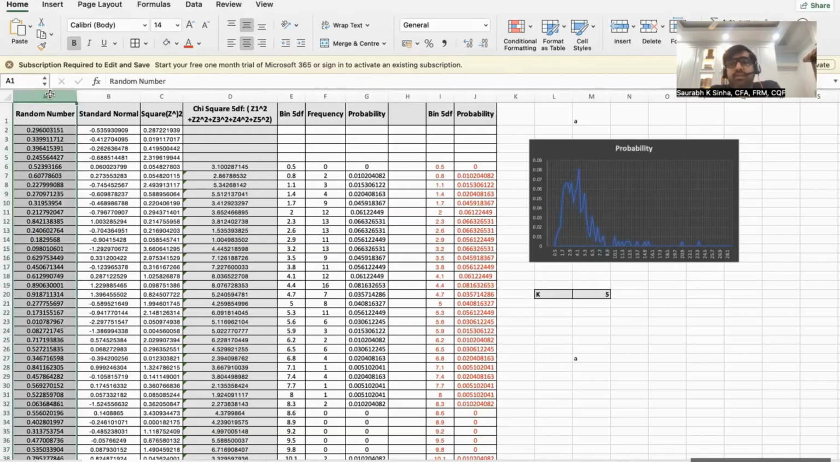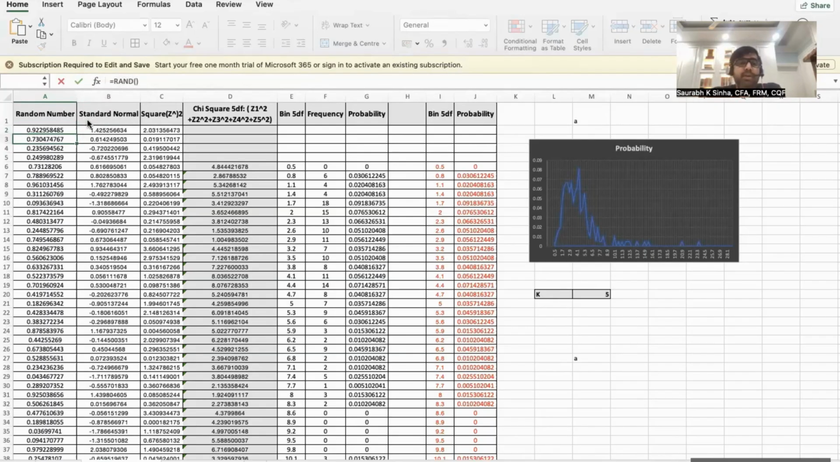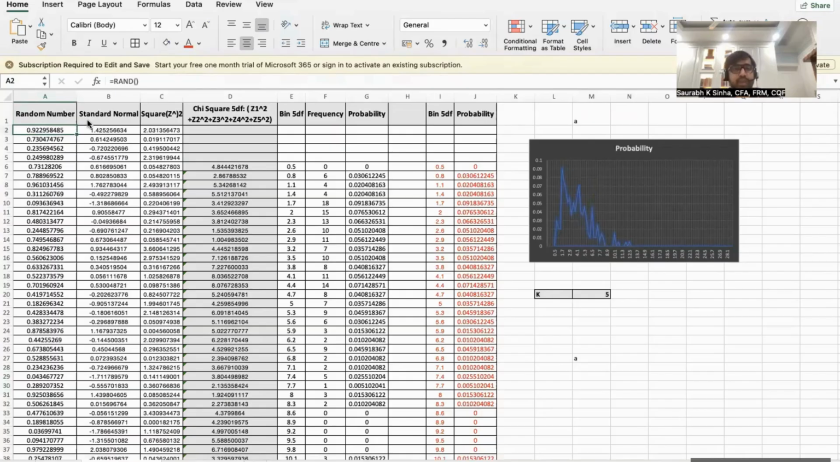Column A is random numbers between 0 and 1. For that, I have used the RAND function of Excel, and it is giving me a random number from a uniform continuous distribution between 0 and 1. How many random numbers have I generated? Near about 200, or 199 random numbers. Now these random numbers are from a uniform continuous distribution. This is not in the shape of a normal distribution, and it is not standard normally distributed.